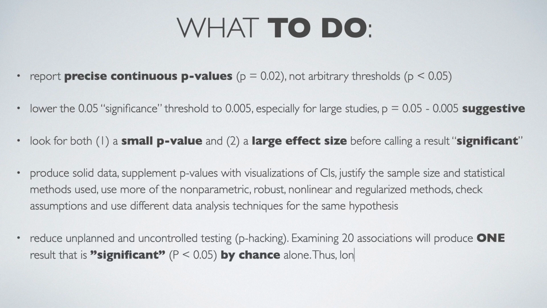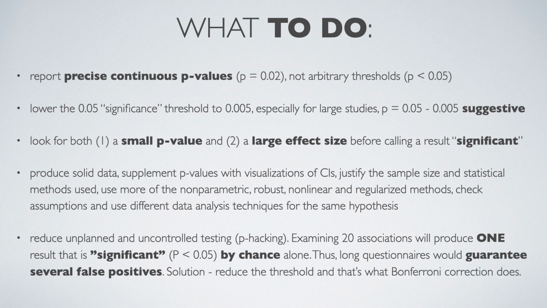Most importantly, reduce unplanned and uncontrolled modeling or testing, also known as p-hacking, because examining 20 associations will produce one significant result by chance alone. Thus, testing multiple variables, using long questionnaires with hundreds of variables, and measuring a wide range of potential outcomes would guarantee several false positive findings. A solution for that is, again, to reduce the threshold. And that's what Bonferroni correction does.